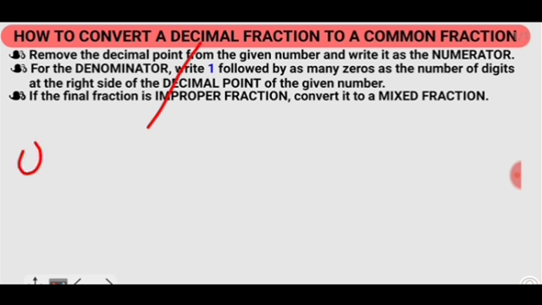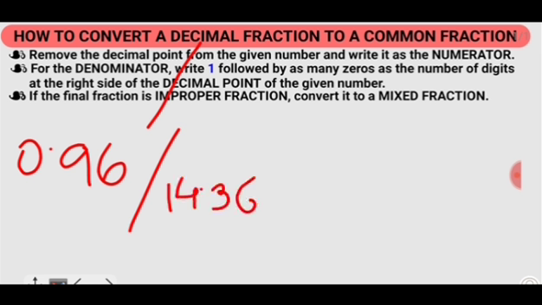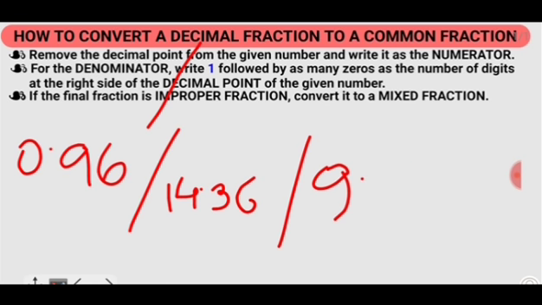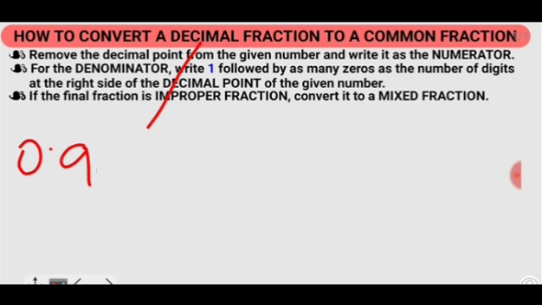Say numbers like 0.96 or say 14.36 or 9.73, these kinds of numbers with the decimal point, correct? All these numbers are decimal numbers. And then we are going to convert this kind of number into a common fraction.